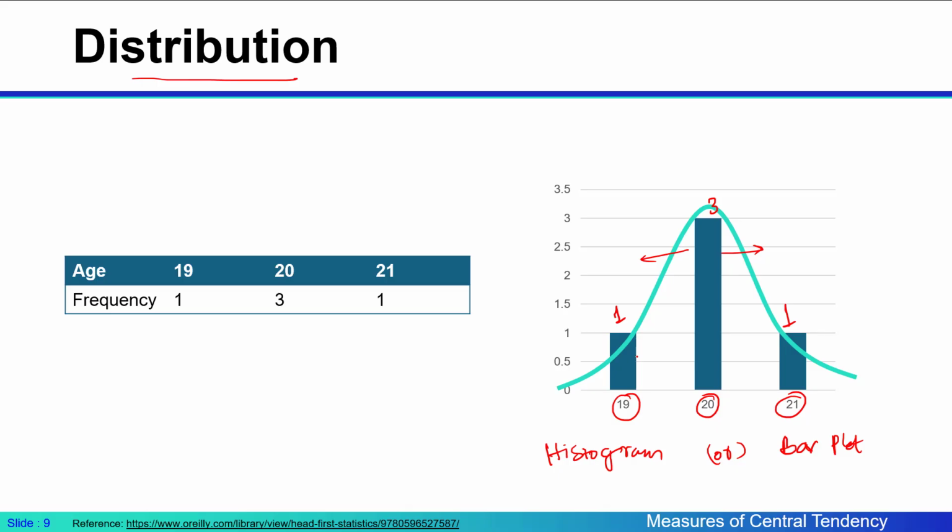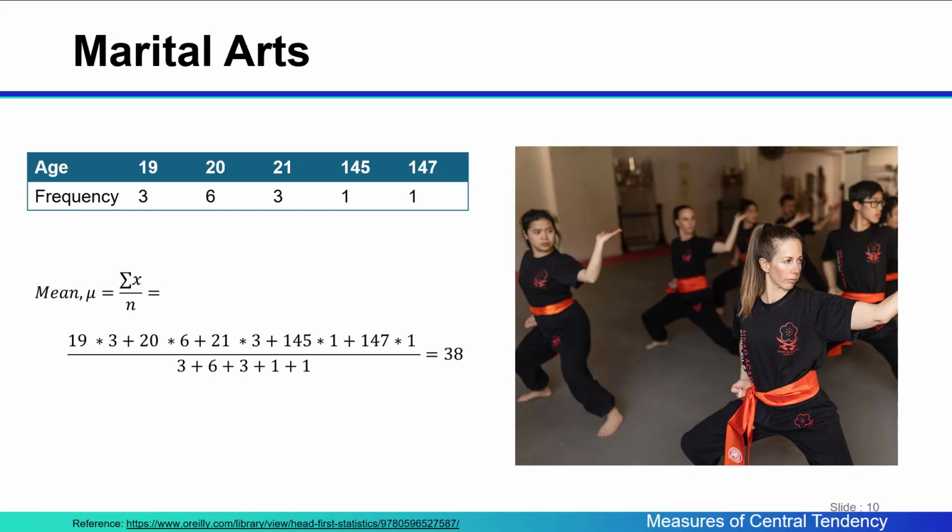Okay, now you find that none of the people are of my age, 25. Basically your age is 25, and you find none of the people are of your age. Let me go to a martial arts class and see what distribution of ages I find there. The moment you enter the martial arts class, this is the age distribution of students we found.